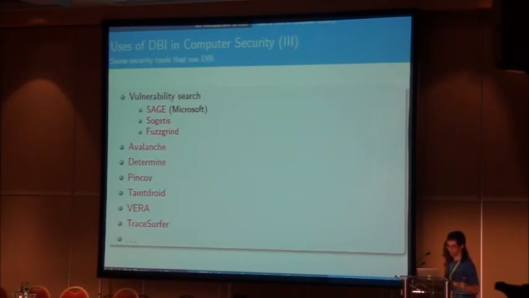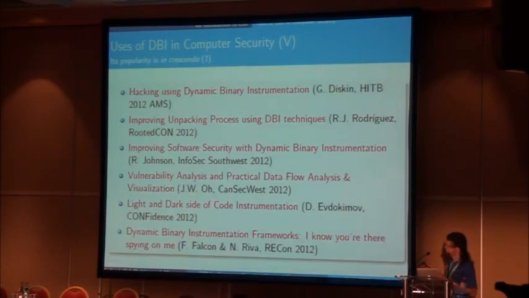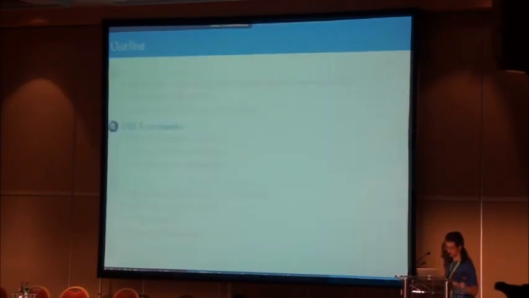So let me tell you about some of the tools that already use DBI somehow. For instance, for vulnerability search, we have SAGE from Microsoft, Sokrates, Fullscreen, Avalanche, Letterminer, Pinkov, TimeDrought, Vera, TraceSurfer, etc. The use of DBI in computer security is growing in popularity. You can check on the internet; I have just put here a few presentations related somehow to DBI.